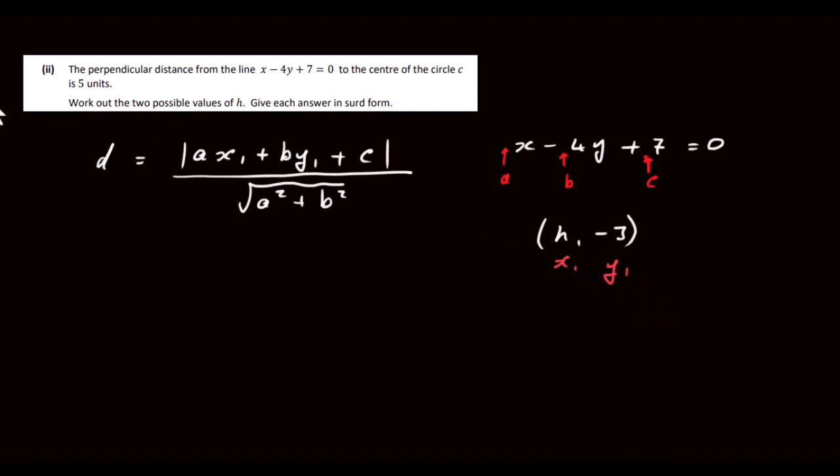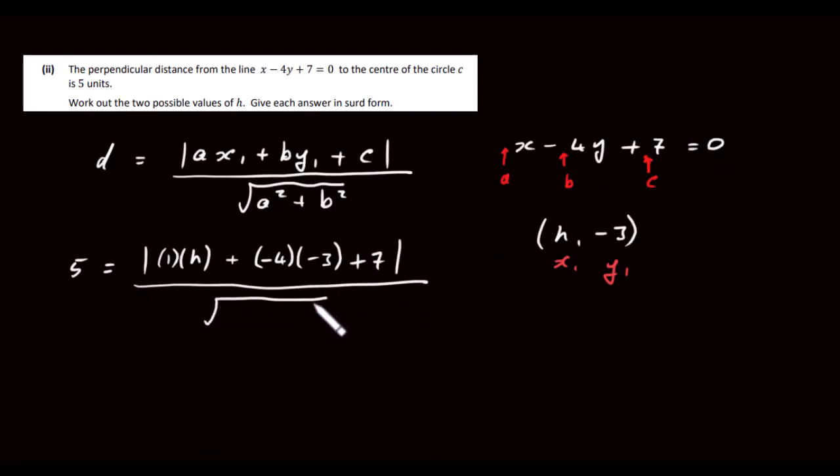So all we've got to do is put these into our equation and work it out from there. We know that the distance is 5 units, so we can put 5 here. So it's a, which is 1, times x1, where x1 is h, plus b, which is minus 4, times y1, which is minus 3, and plus c, which is plus 7. All that is divided by the square root of a squared plus b squared. So our a is 1, which we've got to square, and then b, which is minus 4, which we've got to square. So that's it. We just have to work this out.